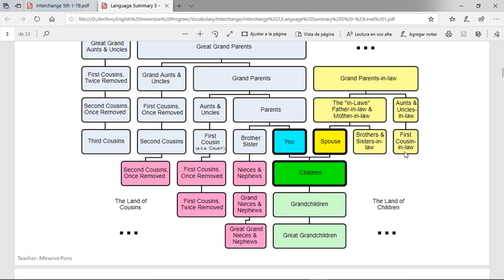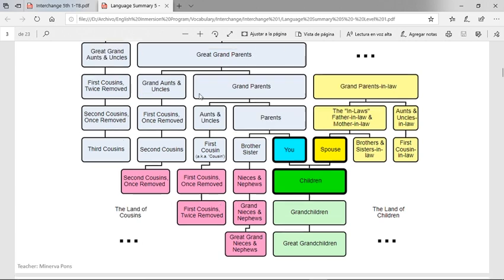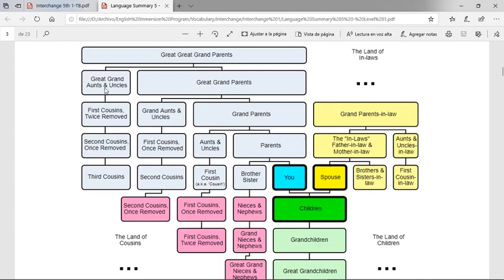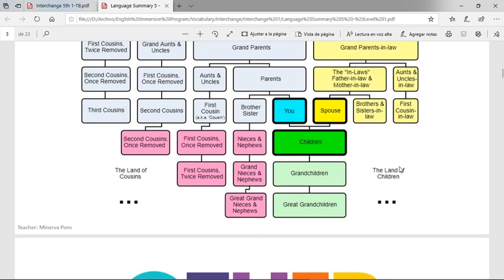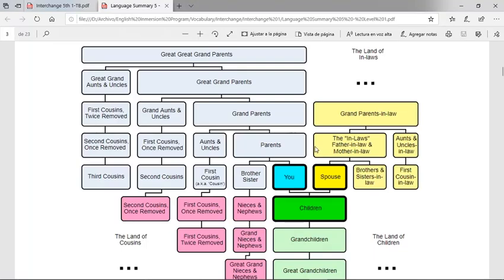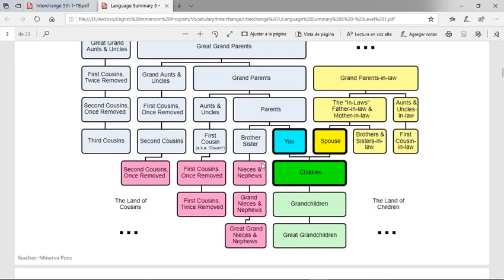Uncle-in-law, aunt-in-law, first cousin-in-law, second cousin-in-law, grandparents-in-law, great-grandparents-in-law, great-grand-aunts and uncles-in-law, etc. It's used in-laws. Okay, very good. You can look for more of this information on the internet if it's still a bit confusing for you, but we saw it a bit.